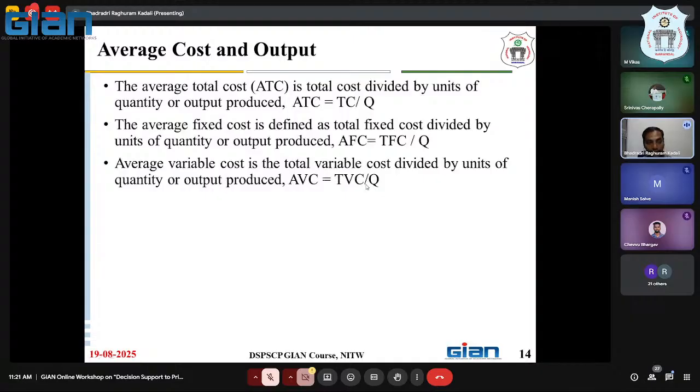Then we can also expect the average cost incurred, that is the average total cost, which can be estimated as the total cost divided by the quantity. Then we also know the fixed cost, so the total fixed cost divided by quantity is the average fixed cost. In the same way, the average variable cost is the total variable cost divided by the total quantity. So what is the variable cost indicating? What is the marginal change? Instead of operating 10 buses, if I operate 8 buses, what is the change in the quantity demanded and what is the change in the cost?